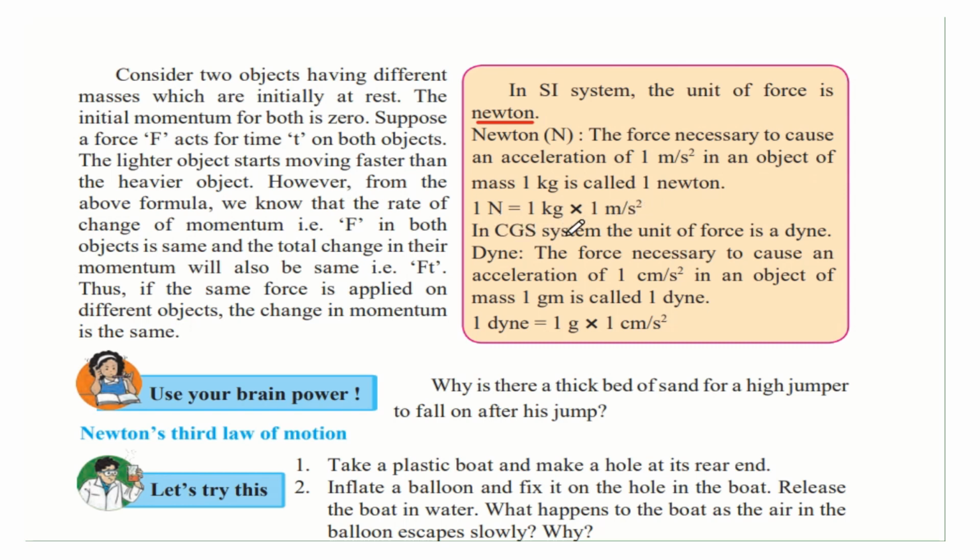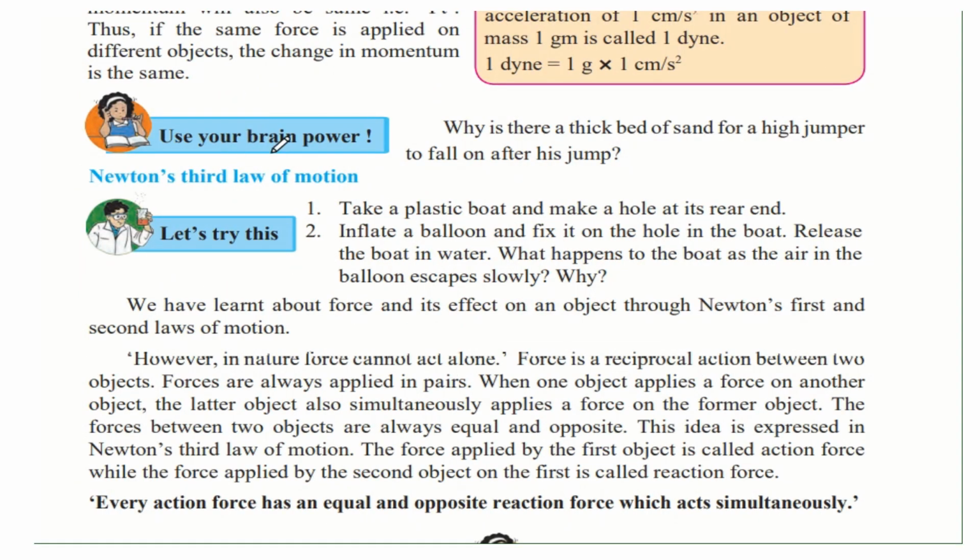In the CGS system, the unit of force is dyne. So dyne is the force necessary to cause an acceleration of 1 centimeter per second square in an object of mass 1 gram. So that is 1 dyne. So 1 Newton is equal to kg meter per second square, but 1 dyne is equal to gram centimeter per second square.